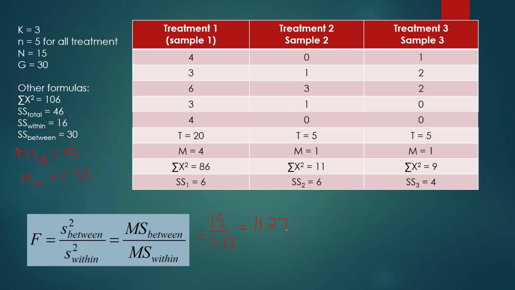So this F value, when we're looking at this value, it's basically indicating that the difference between treatments is 11 times bigger than what would be expected if there was no treatment effect at all. So that's a pretty big treatment effect.